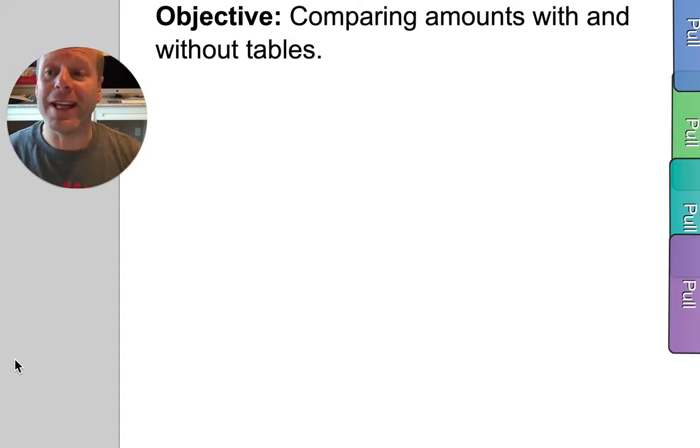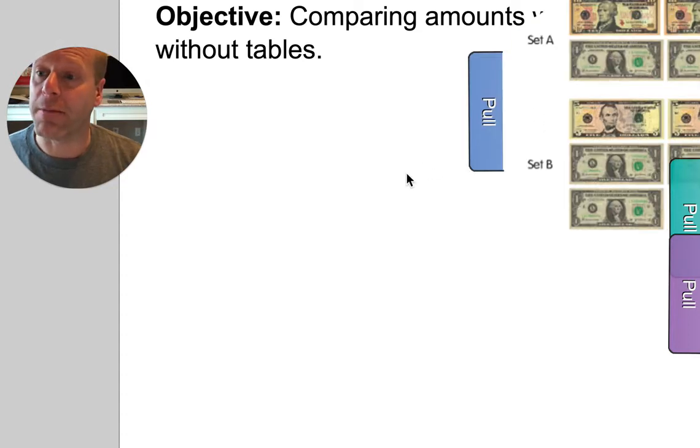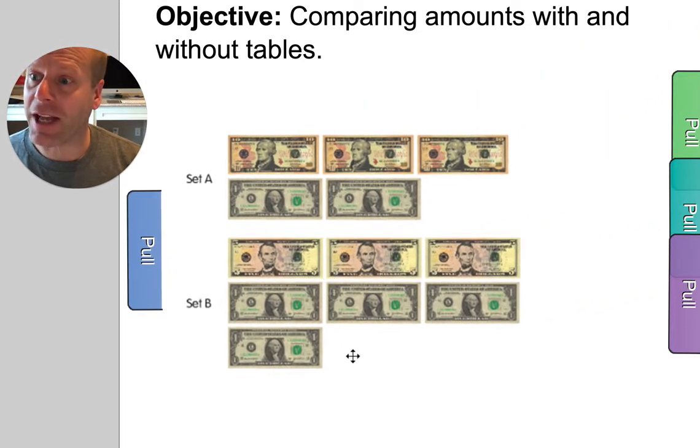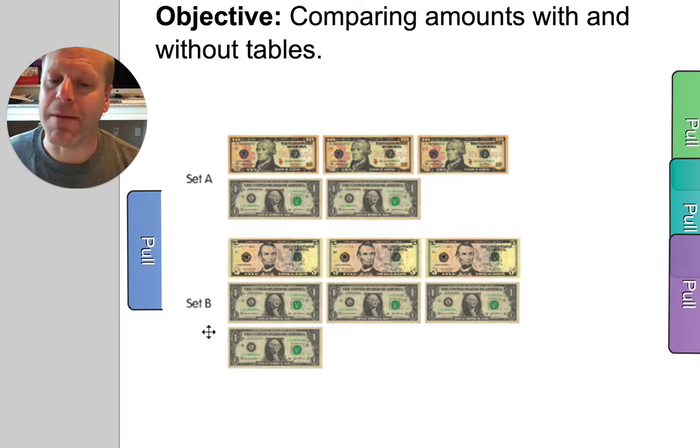So really, we're going to take all the things we've been doing up till now, counting cash, and we're going to now compare two piles of cash and talk about which one's more and less. Oh, look at what we have here. Two piles of cash. The alligator wants to eat one of these sets, either set A or set B. We have to figure out which set is more.